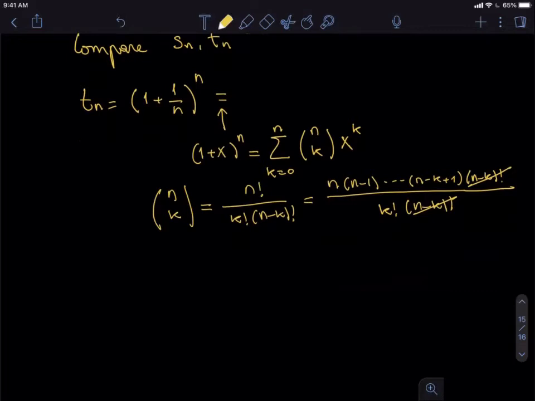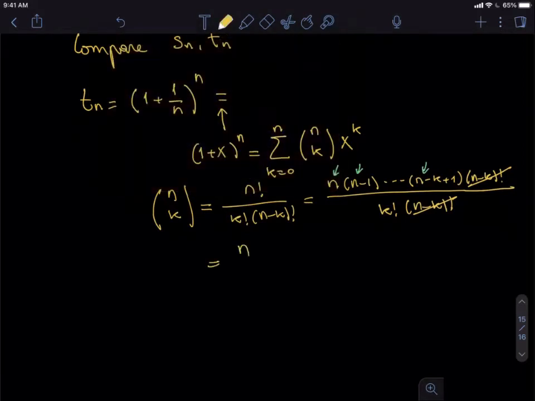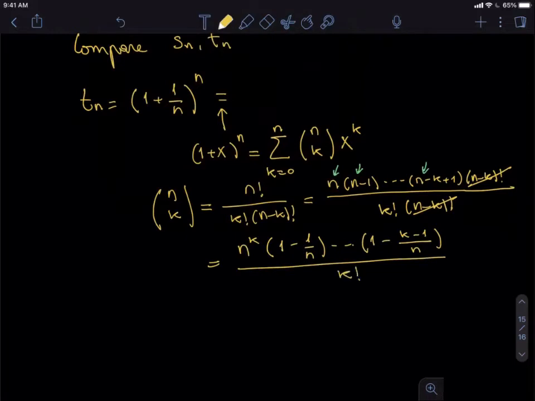Okay, but once we have this, we can factor the n in each of the terms in the numerator. So we can have n to the power k. And here the first one is obviously absorbed. So this is 1 minus 1 over n, and so on, 1 minus (k minus 1) divided by n. Okay, and here we still divide by k factorial.